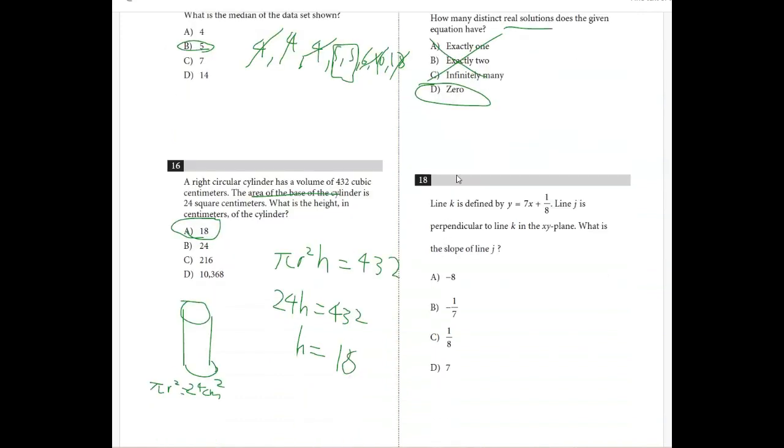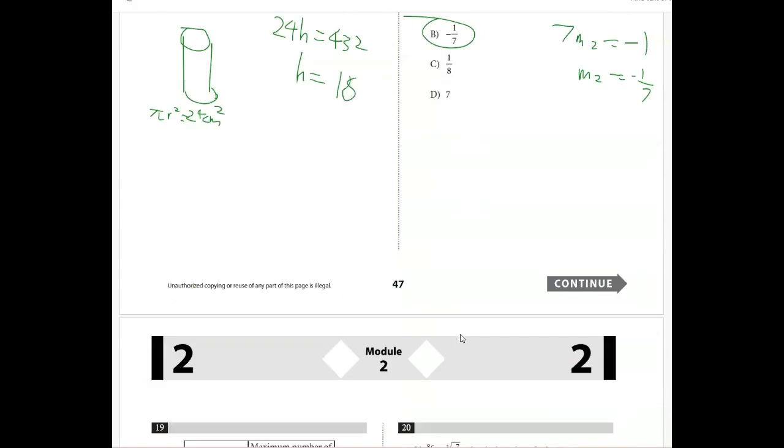Okay. Line K is defined by y is equal to 7x plus 1 over 8. Line J is perpendicular to line K in the xy plane. What is the slope of line J? Okay, we know that the slopes of two perpendicular lines, if you multiply them, should give -1. So we know a 7 here, so 7 times m2 is equal to -1. m2 is equal to -1 over 7. So B is correct.